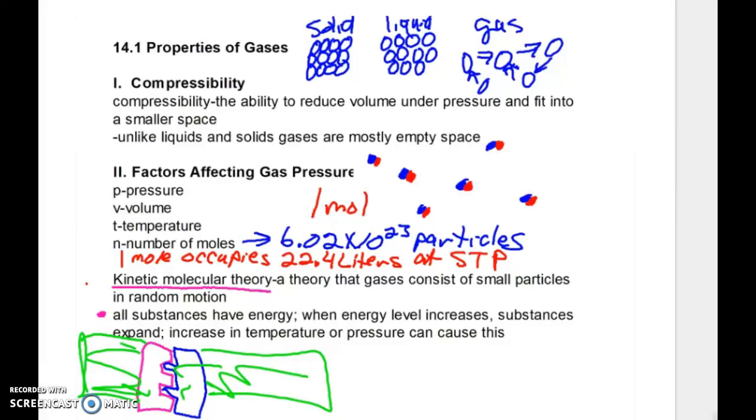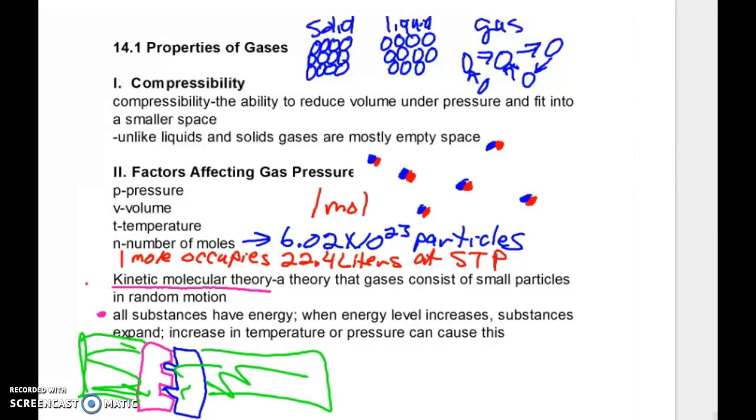Hi, this is the first video for chapter 14 on properties of gases. Gases have some general characteristics, so we're going to go over that first, and then we're going to move into the different equations that we use to calculate different aspects of gases. This is chapter 14 in your textbooks, and we're beginning with part 1, which is just some basic concepts of gases.